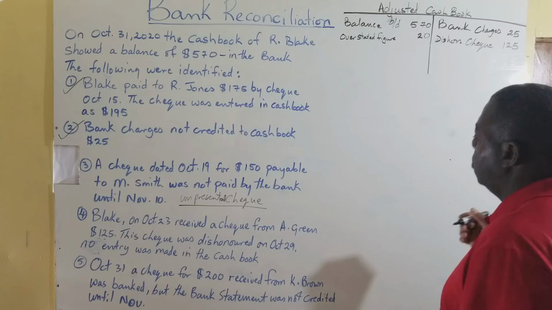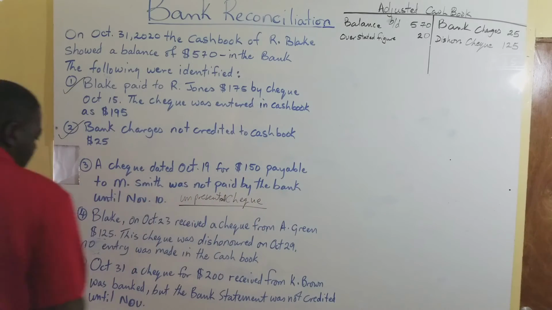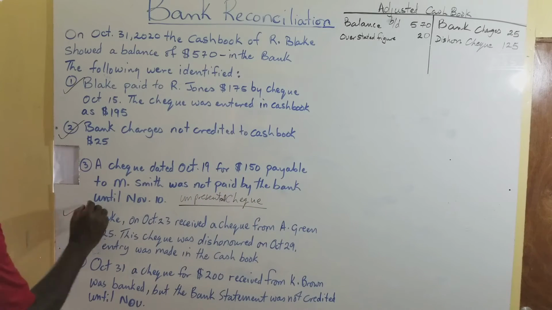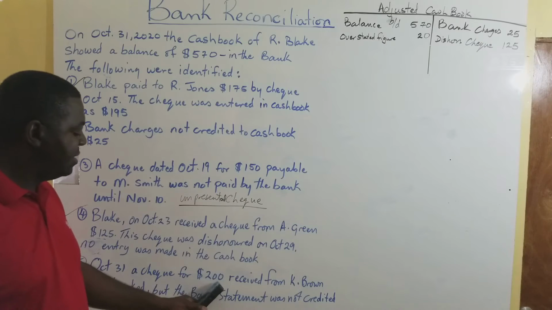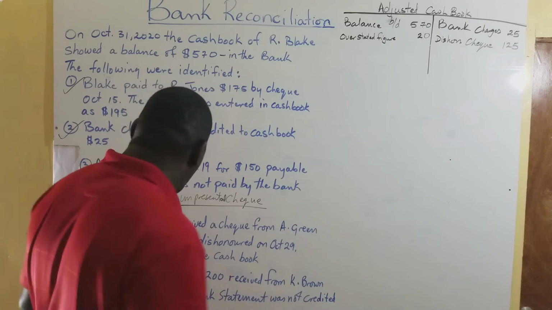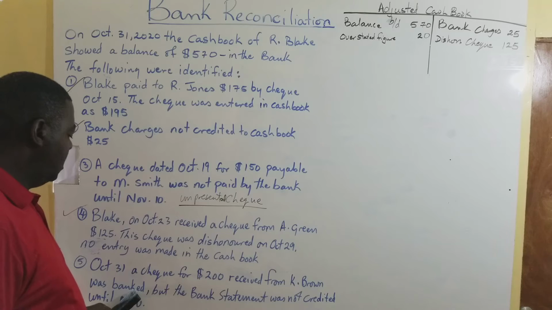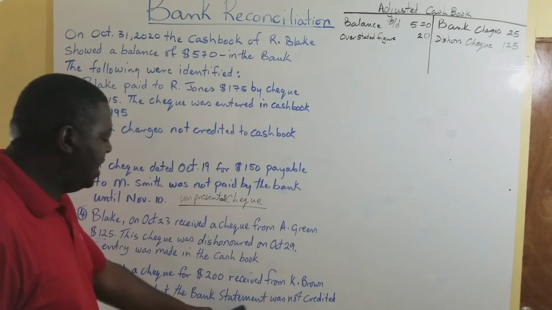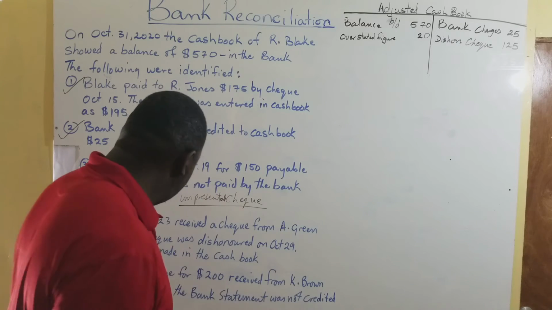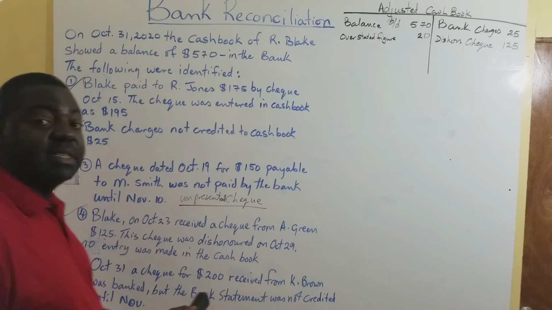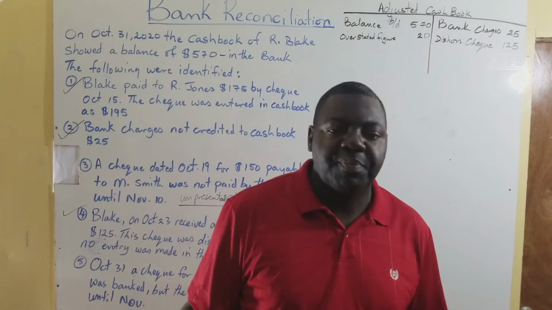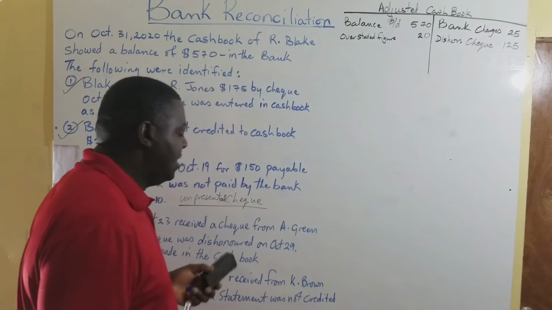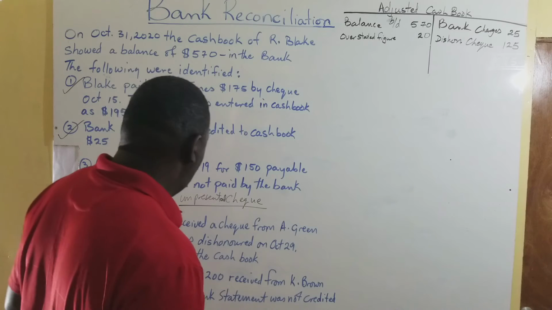Oh, number 5. Let's go to number 5. So we have used this one already. Let's go to number 5. October 31st, a check for $200, yes, received from K. Brown, was banked, but the bank statement was not credited until November. What is that? That is bank lodgement or unrecorded deposits, right? Or late lodgement. Any of those concepts is what we refer to this as.